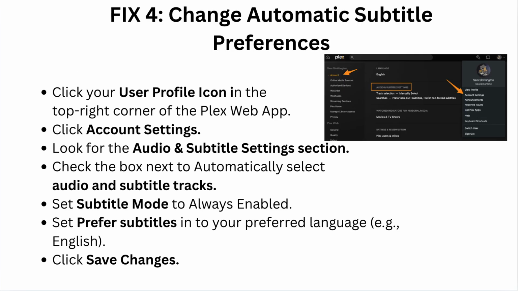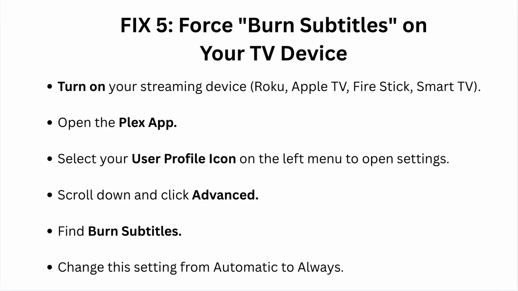Fourth fix is change automatic subtitle preference. Click your user profile icon in the top right corner of the Plex web page. Click account settings, look for the audio and subtitle settings section and click the box next to automatically select audio and subtitle track. Set subtitle mode to always enabled. Set prefer subtitle in your preferred language. Then click save changes.